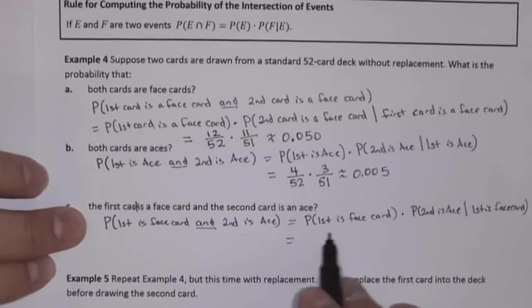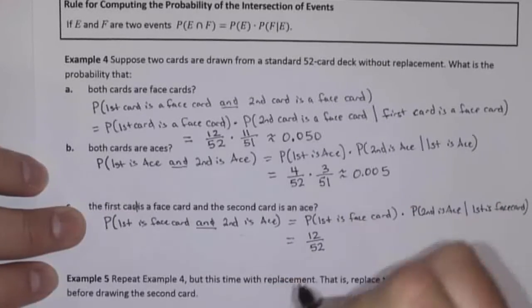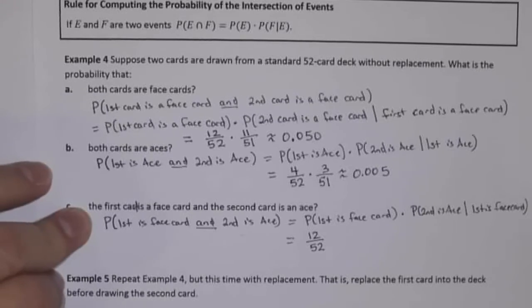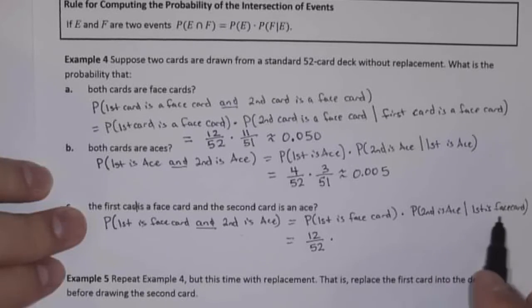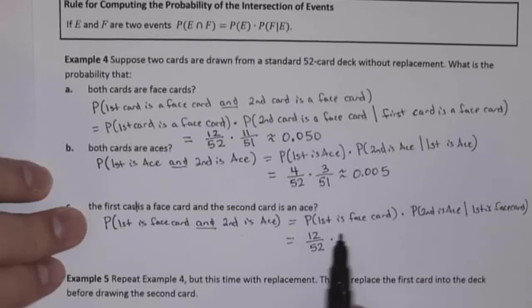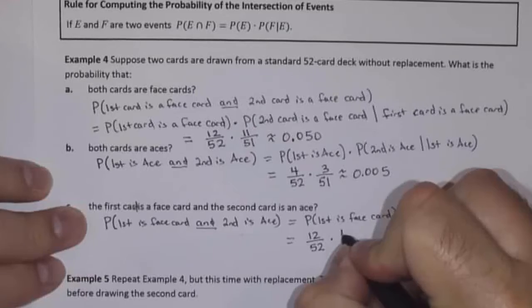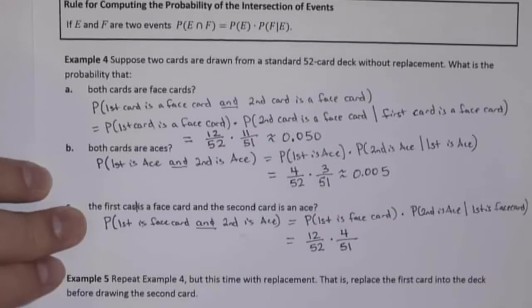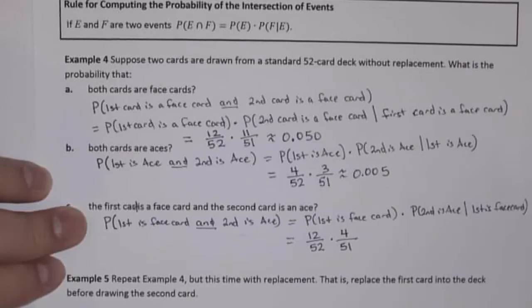Well, the probability that the first card is a face card is 12 out of 52 because there are 12 face cards in the deck of 52, times the probability the second card's an ace, given that the first card's a face card. Well, if the first card's a face card, that means there's still 4 aces left in the deck for the second card. So there would be 4 aces out of 51 cards left in the deck. So if I take 12 out of 52 times 4 out of 51, that is equal to approximately 0.018.